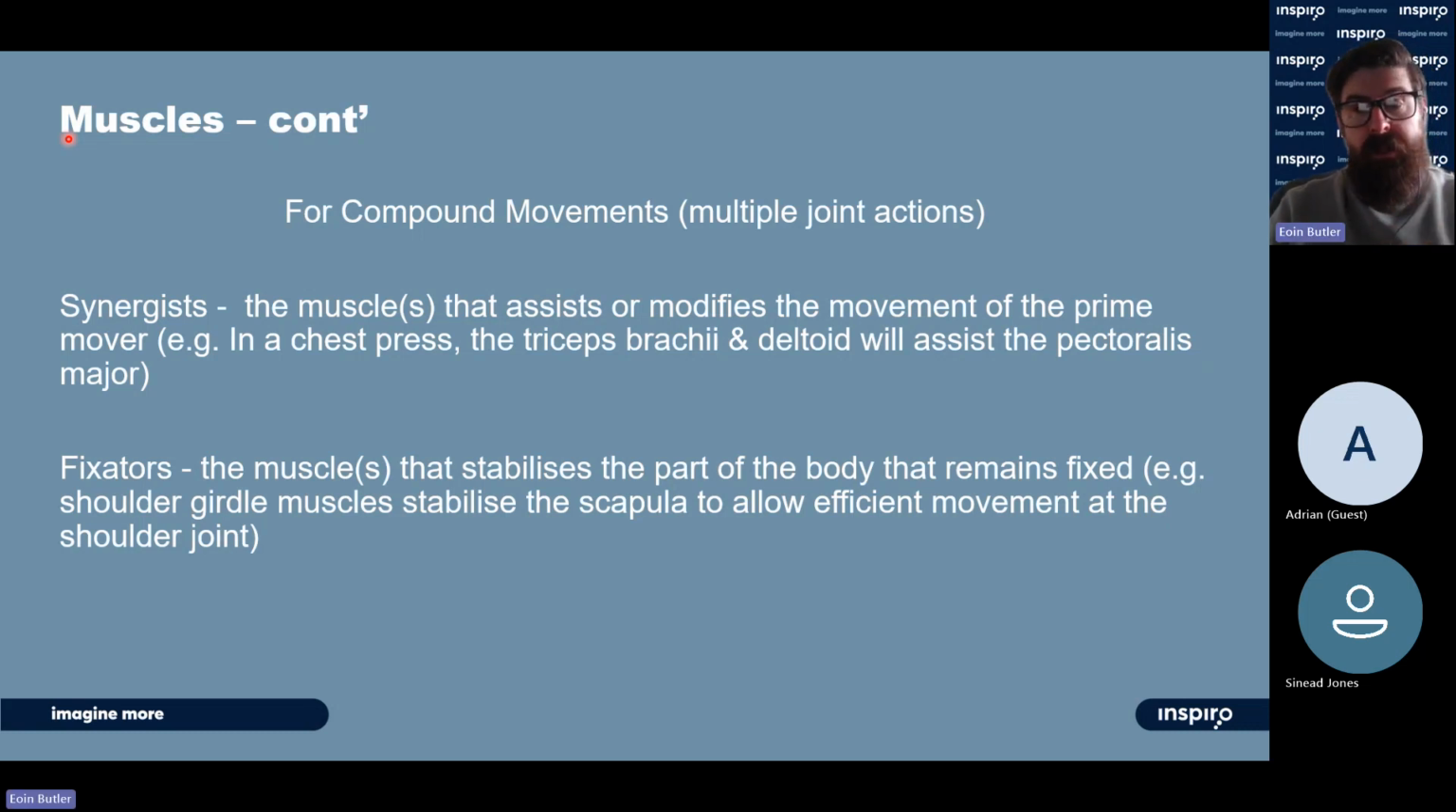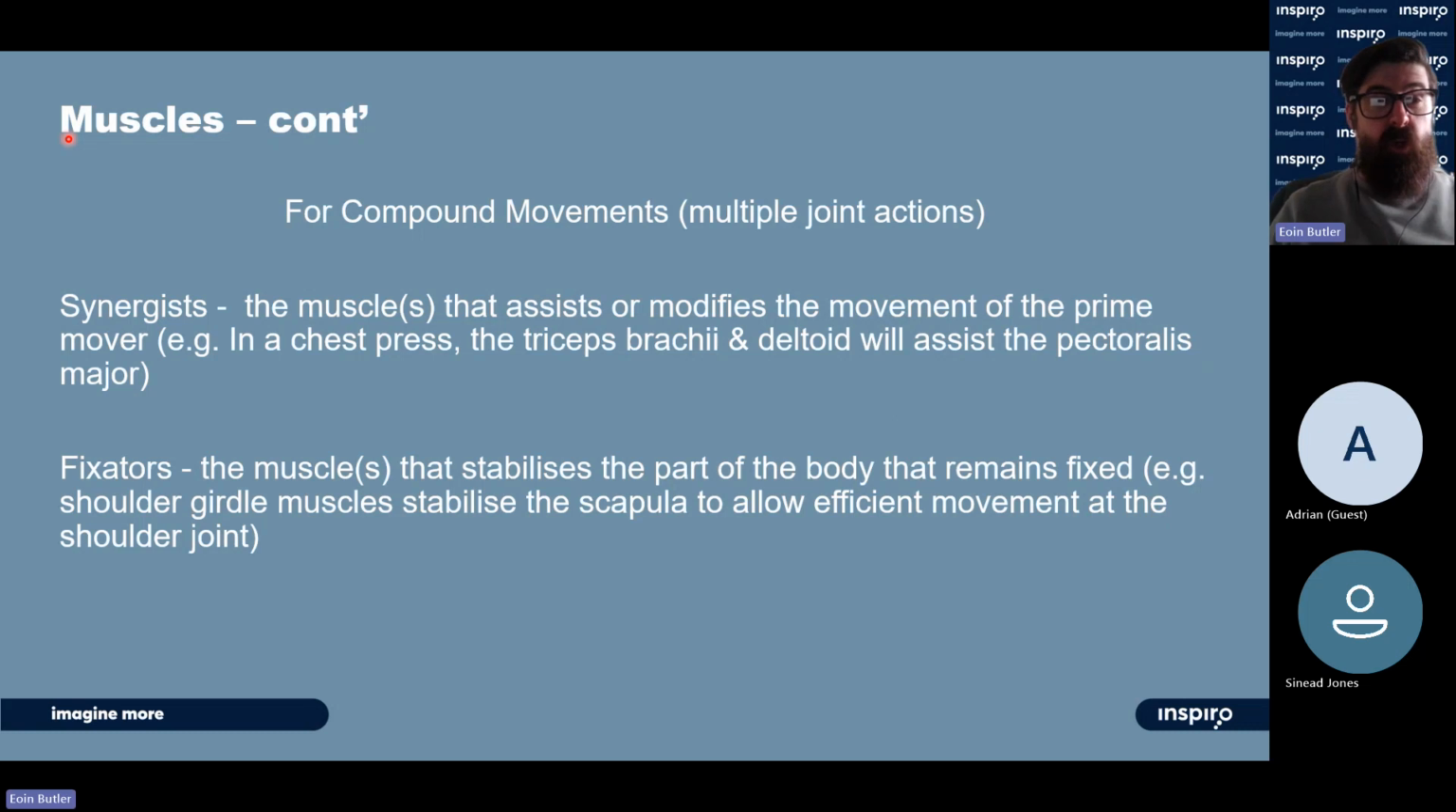We could argue that every single other muscle in the body is a stabilizer. So if I was to do a standing bicep curl, my agonist is my bicep, my antagonist is my tricep. I don't have any fixators because it's only a one joint movement. But then we could say, because I'm standing, every single other muscle in the body is keeping me stable as I do my bicep curl.